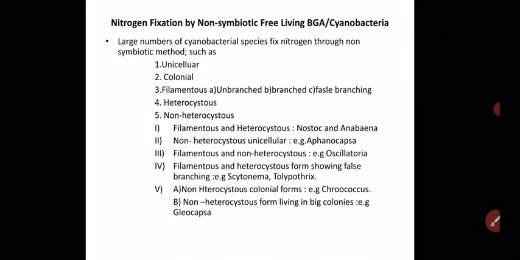In this video, we are going to discuss nitrogen fixation by non-symbiotic free-living blue-green algae or cyanobacteria. In an earlier video, we discussed symbiotic nitrogen fixation by blue-green algae. Blue-green algae have a different host range with which they show a symbiotic association, and they fix atmospheric nitrogen. But now in this video we are going to discuss the non-symbiotic nitrogen fixation by free-living blue-green algae.